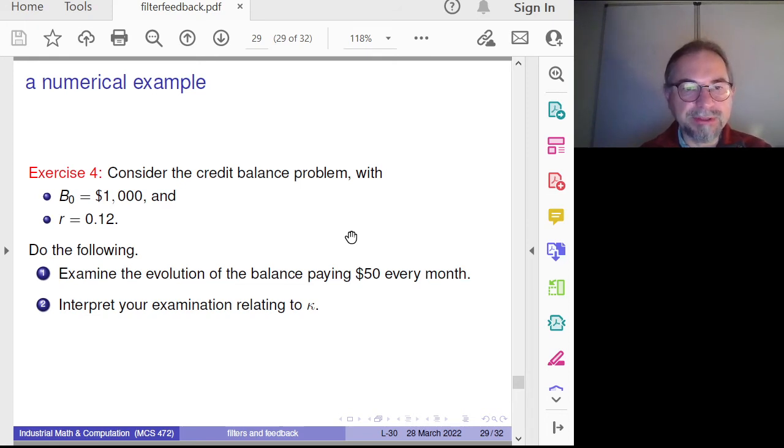So to examine the evolution of the balance, you will look at the solution of the differential equation, where you have the growing balance, and every month you subtract from that balance $50. But then also look at the closed loop system.